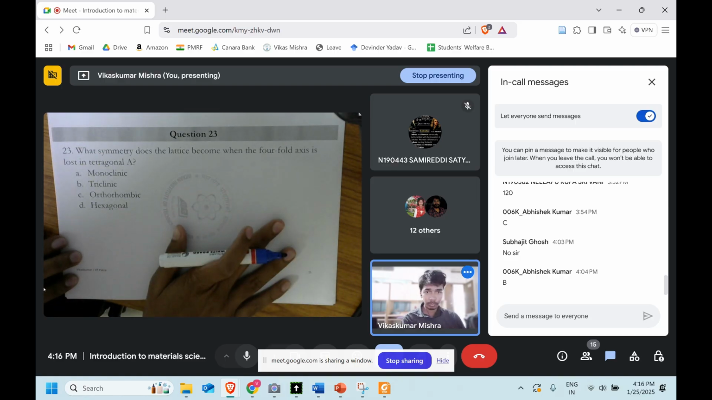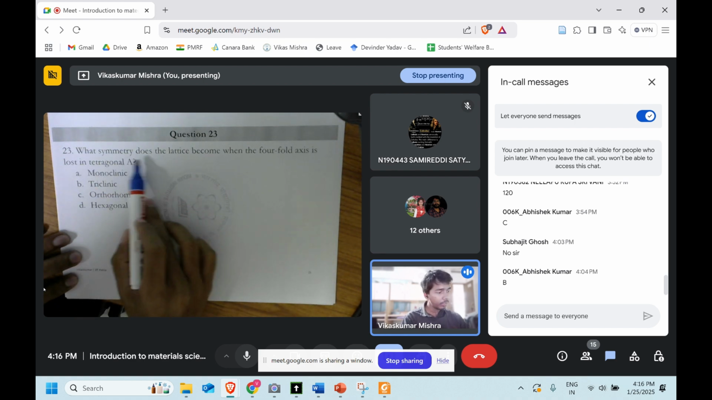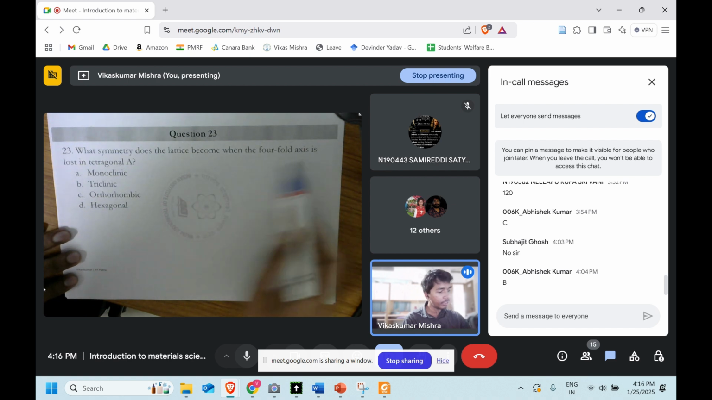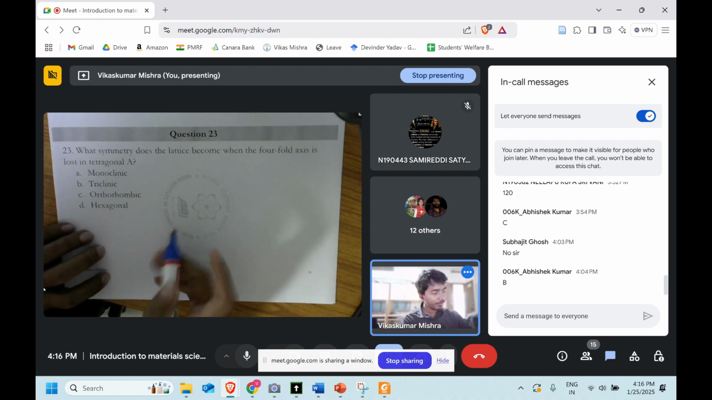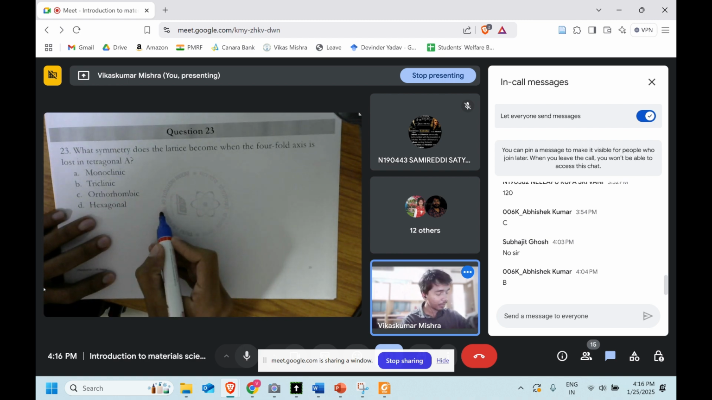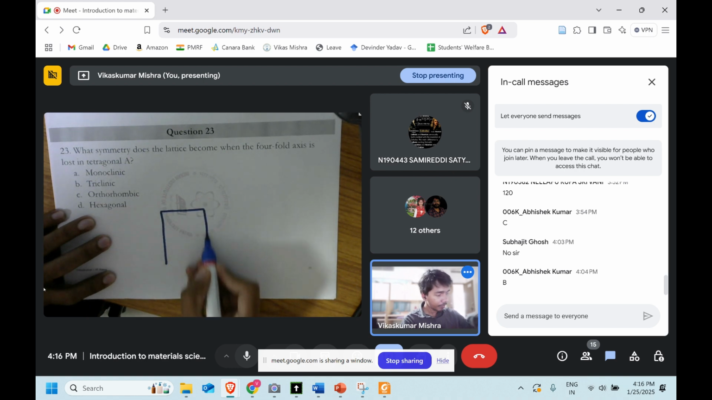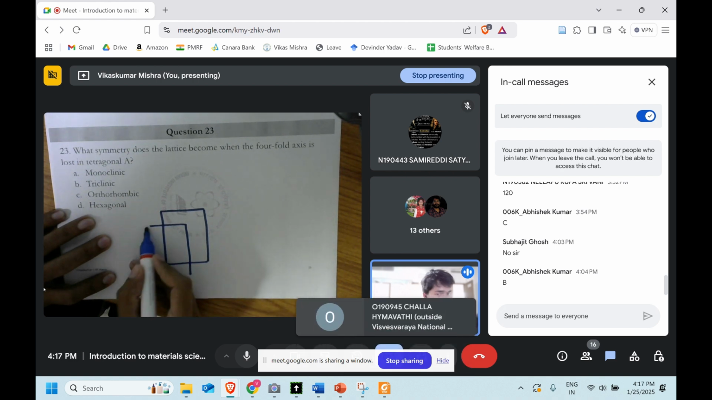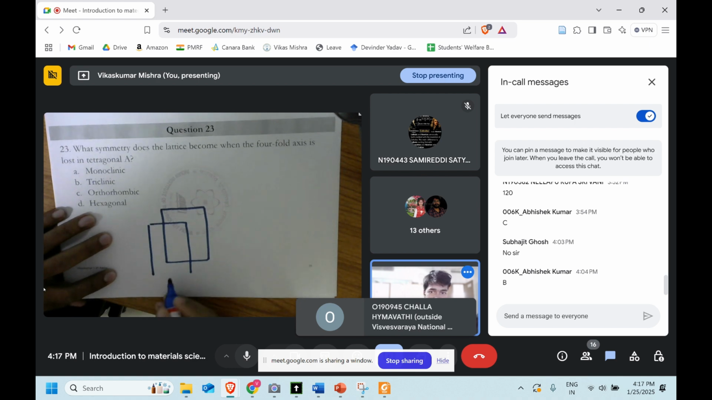Now this is our final question, last one. What symmetry does the lattice become when the fourfold axis is lost in the tetragonal lattice? Again a similar type of question is there. Okay, we are having the tetragonal A. See, tetragonal C was quite interesting. Now let's see the tetragonal C first before we answer the tetragonal A.